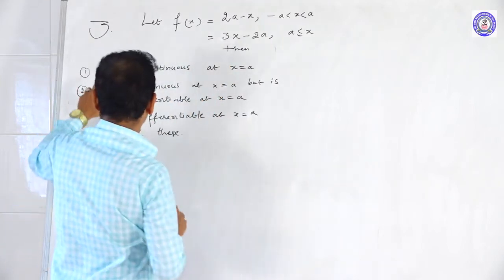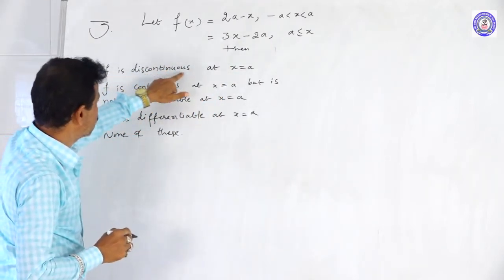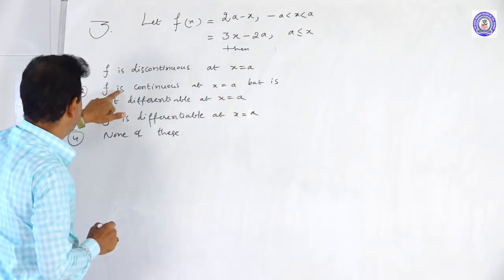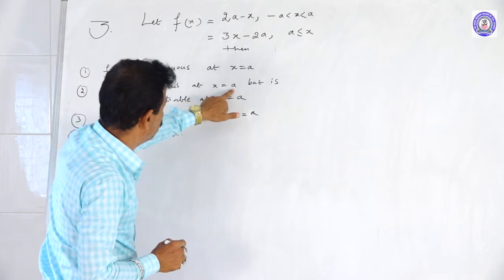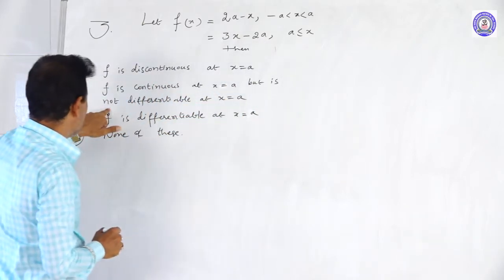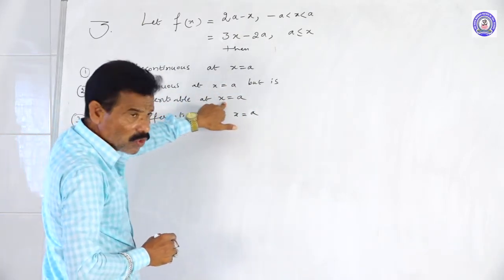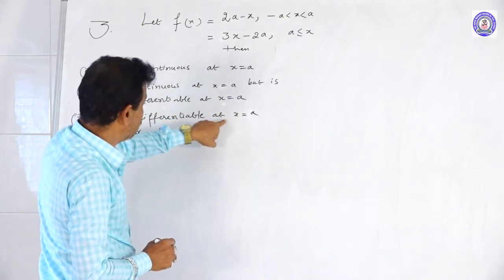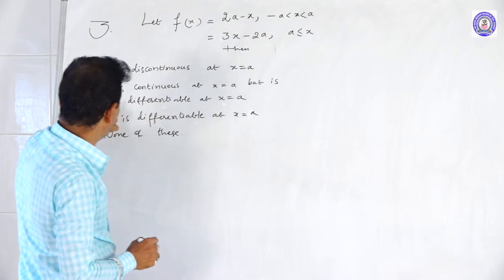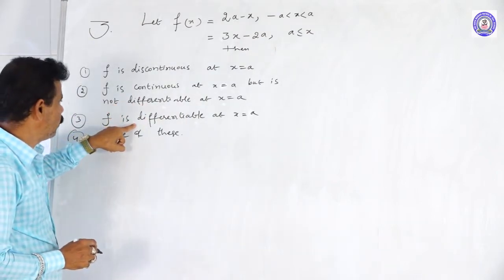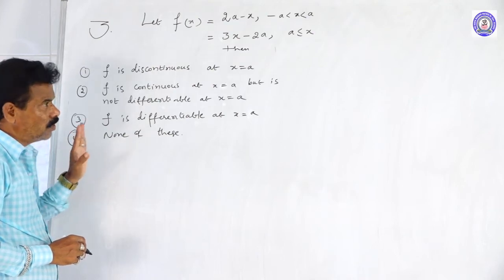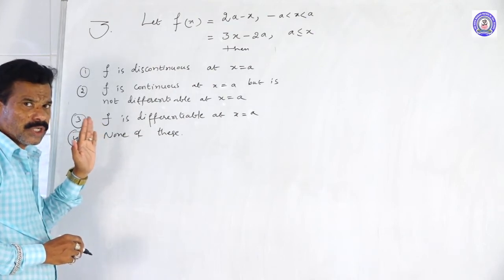Then first, f is discontinuous at x is equal to a. Here f is continuous at x is equal to a, but is not differentiable at x is equal to a. Here f is differentiable at x is equal to a. Here not differentiable, here differentiable. Here none of these 4 options. So some difficult question here.